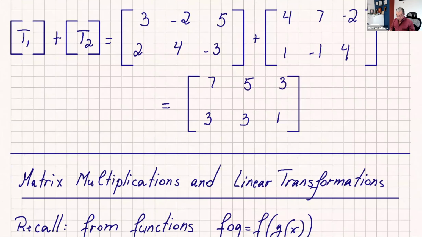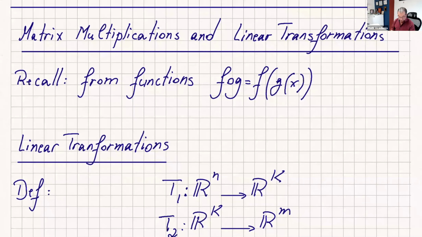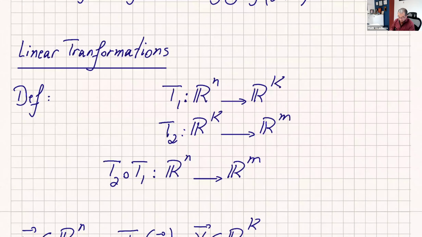Next one is matrix multiplication and linear transformations. Let's go over that. Just recall from calculus or pre-calculus, when you see f∘g, it is f of g of x. Now let's see how that works in linear transformations. If you have a linear transformation T1 from Rn to Rk and T2 from Rk to Rm, be very careful when you do that. These two k's have to be the same. I'll show you in an example.